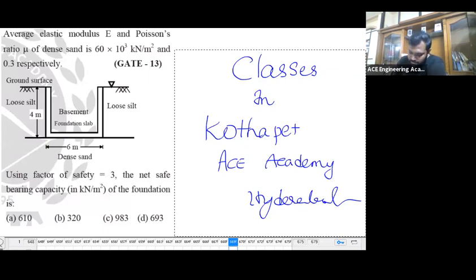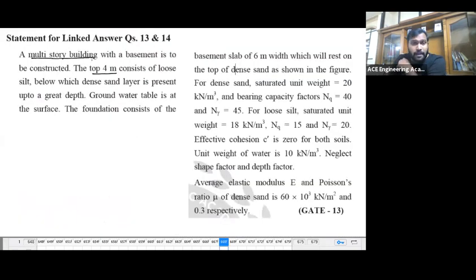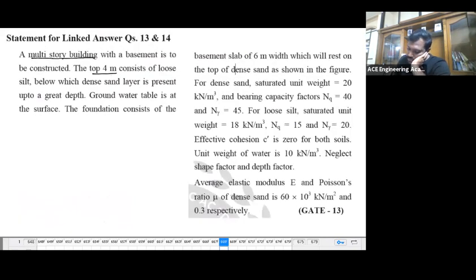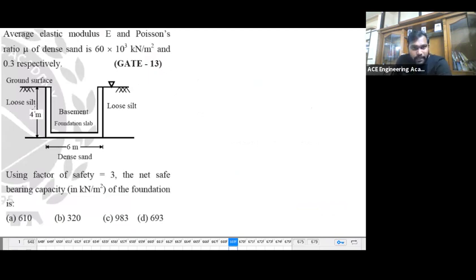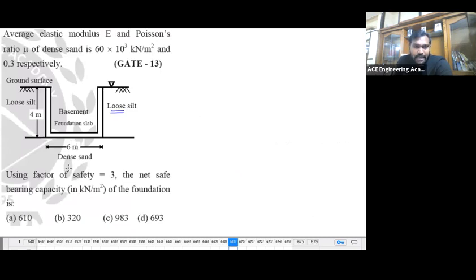Okay, now let's come to the question. If you see over here, a multi-story building with a basement is to be constructed. So this is a basement slab. By the time, your mind should say that this is a basement floor. Basement floor has no backfill. And the top 4 meters consists of loose silt. The soil is loose silt. Below which dense sand layer is present up to a great depth. The remaining is going to be dense sand.